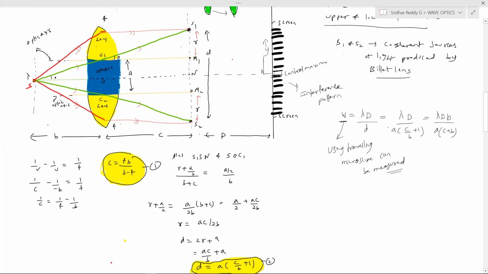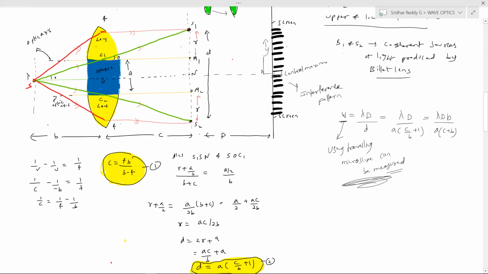Why we are studying all this is that the wavelength of light is a very difficult parameter to measure. Using this particular concept, it will be very easy for me to measure the wavelength. Okay, this is about the overall theoretical idea of the biprism lens. It's just like a ray optics idea. The upper and lower parts of the lens form images I1 and I2. Those images S1, S2 will become coherent sources of light, like slits, and due to that we are going to see the interference pattern.